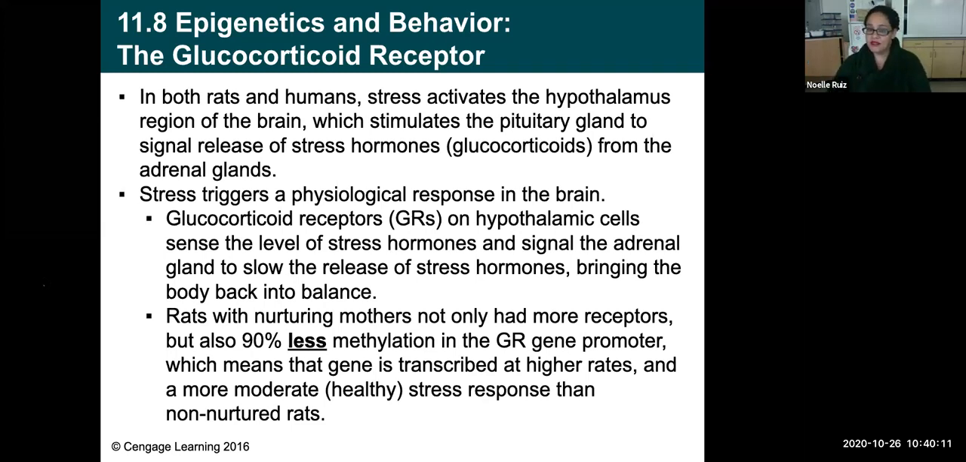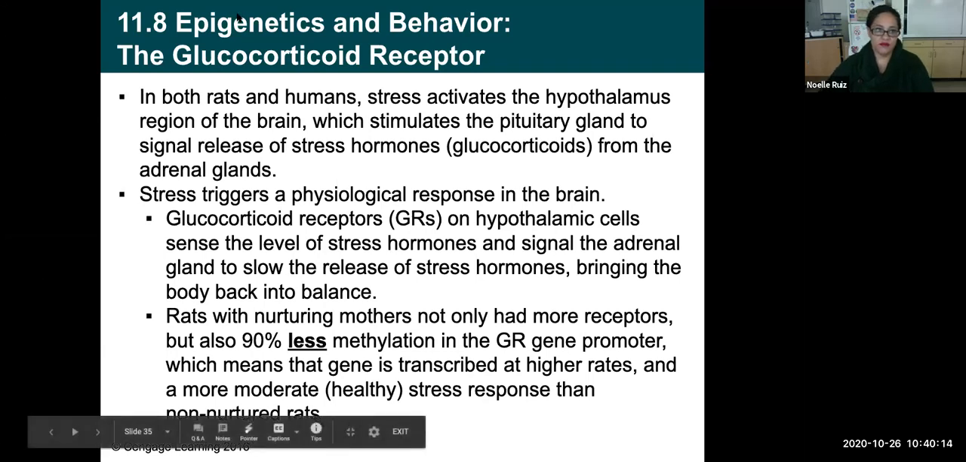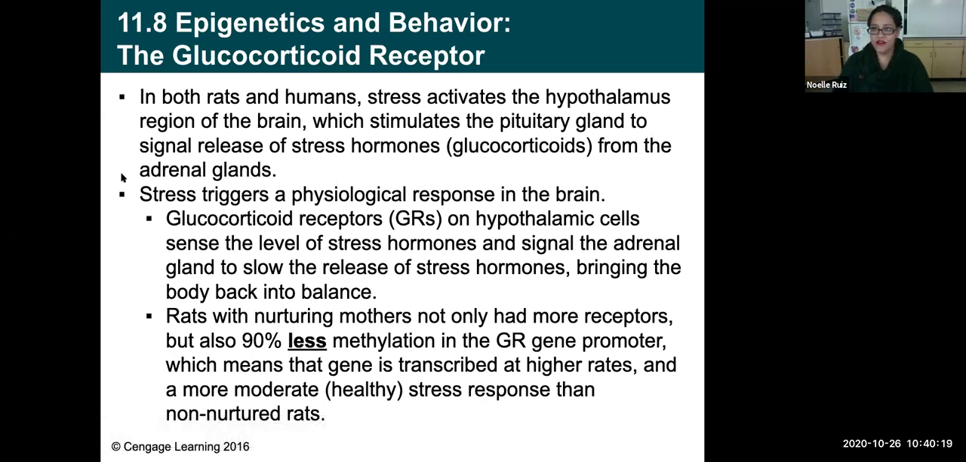Well, they did an experiment with rats, because we always do experiment with rats. Rats with nurturing mothers that would feed them and care for them and nurture them, not only had more receptors, but also 90% less methylation in the GR gene promoter, which means that the gene is transcribed at higher rates. And if the gene gets transcribed, then that rat had a healthy stress response. But if these rats were not nurtured, then the opposite happened, and the rats didn't know how to deal with the stress. Their body got overloaded.